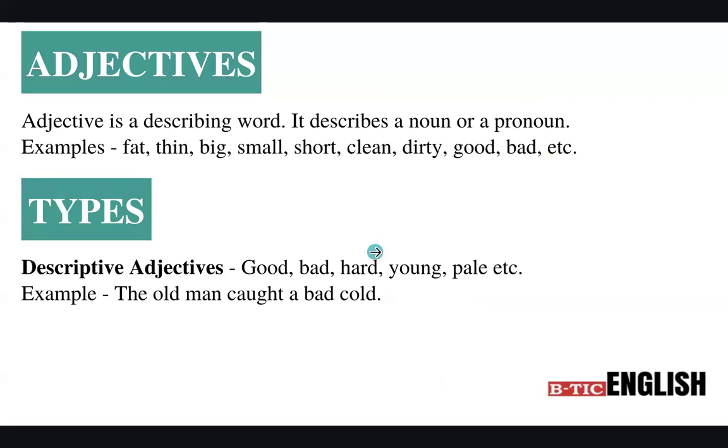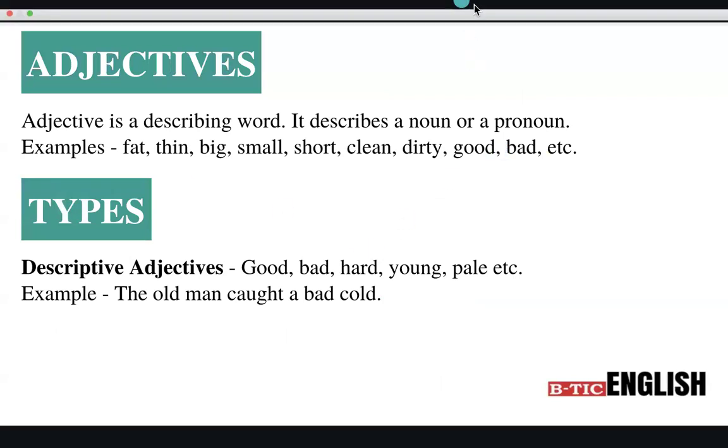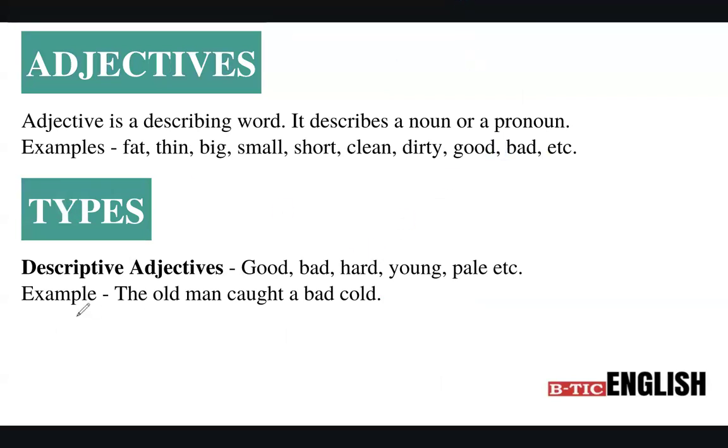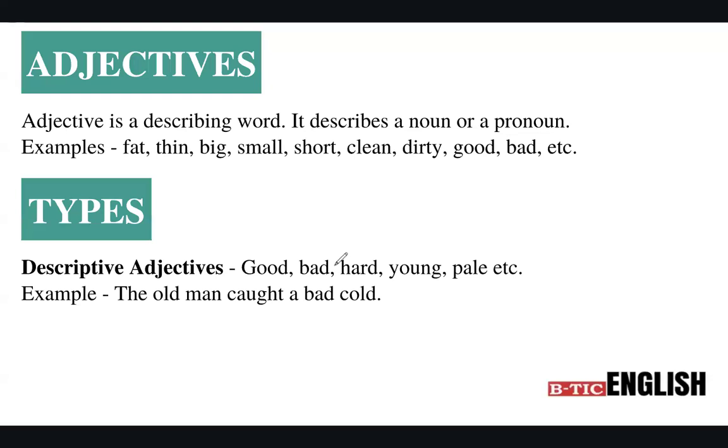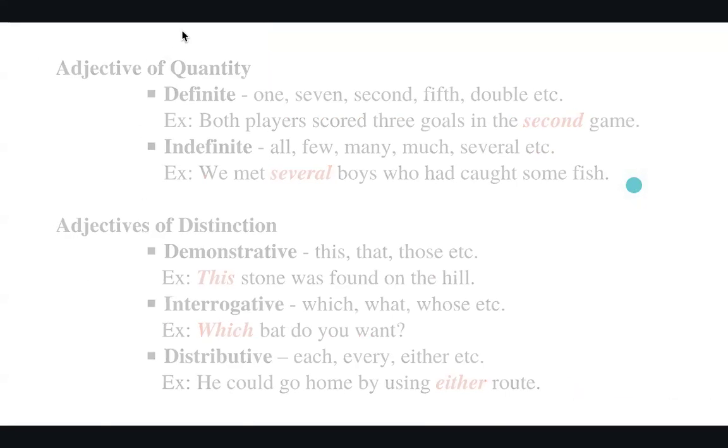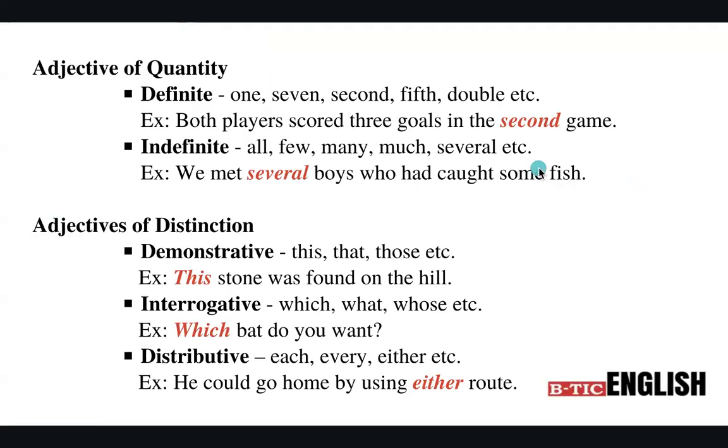Yes, ma'am. Okay. Now let's look into the types of adjectives. We have descriptive adjectives. Descriptive adjectives means the basic type of adjective, like pretty, short, tall, hot, bad. They are known as descriptive adjectives, the basic form of adjectives. And next we have adjective of quantity. Quantity means number, how many.